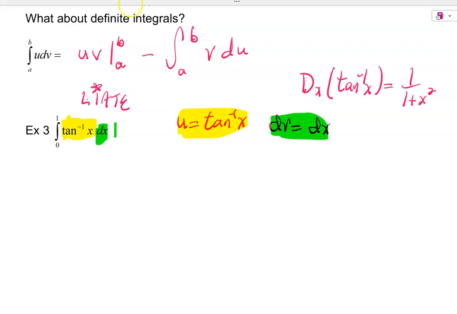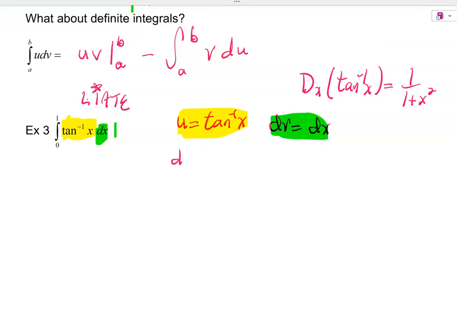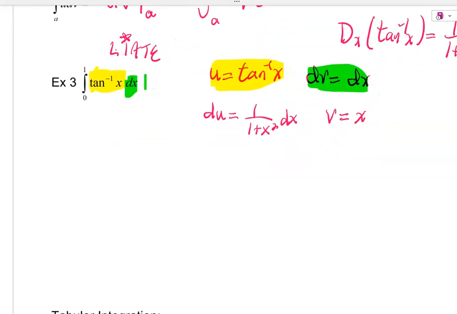So let's get down to business here and hope that this is going to work. I'll have du equals, well, this is going to be 1 over 1 plus x squared dx. I'm going to remember that dx right now. And then antiderivative here, that would be v, an x. And wow, this is truly a challenging question right here. A lot more work, but so good. It's so excellent to take a look at this.